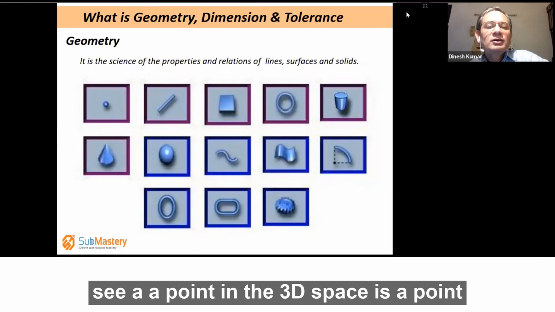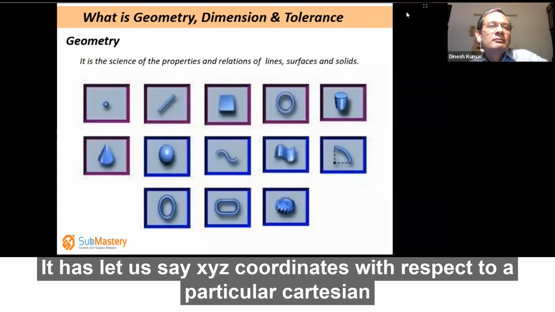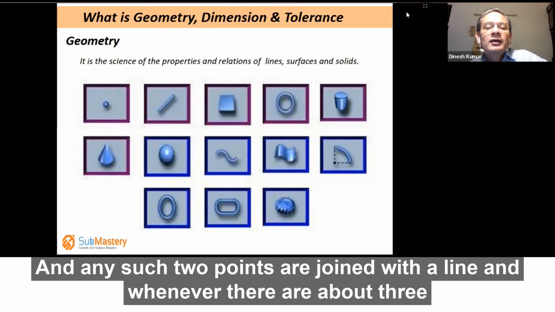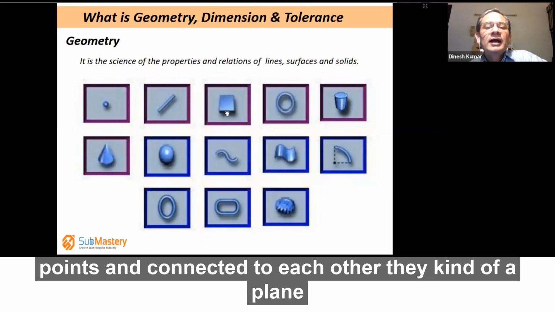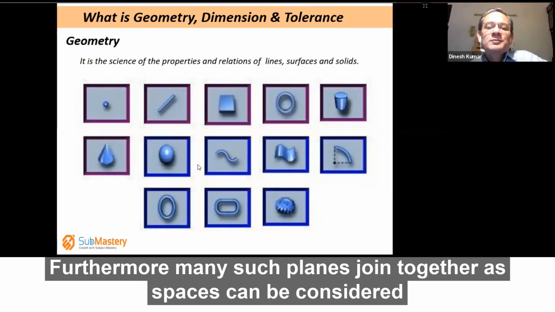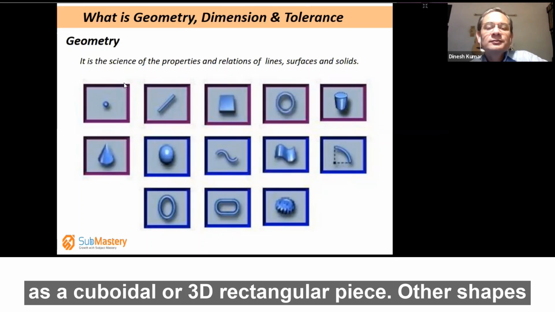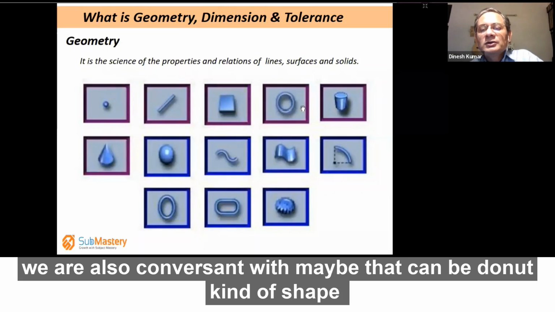See, a point in 3D space is just a point. It has, let's say, x, y, z coordinates with respect to a particular Cartesian system. Any two such points are joined with a line. Whenever three points are connected to each other, they form a plane. Furthermore, many such planes joined together as faces can be considered as a cuboidal or 3D rectangular piece.